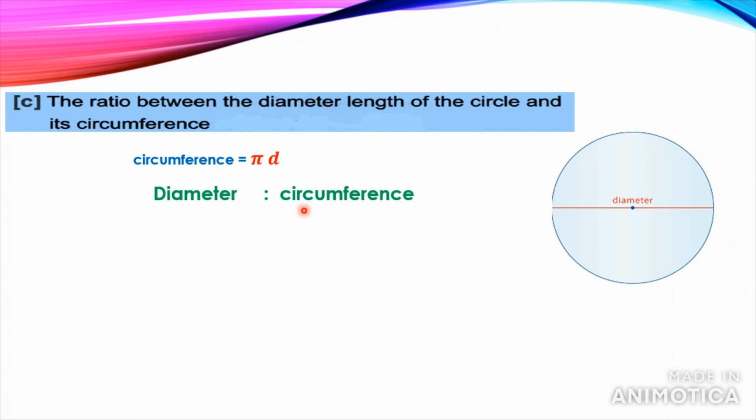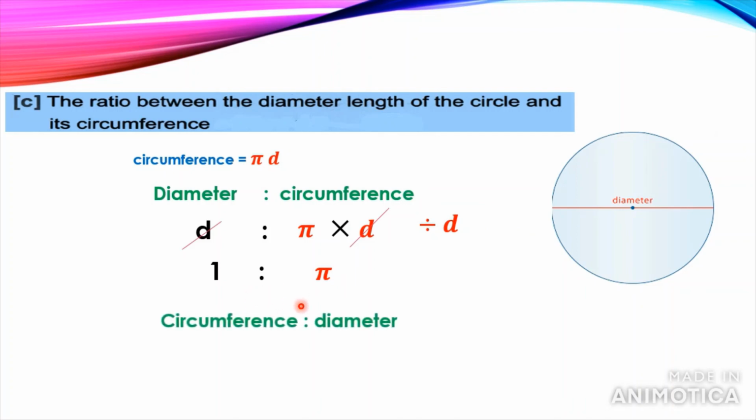So if I want to find the ratio between diameter and circumference, the diameter is d and the circumference, we said, is pi times d. To simplify, I divide both terms by d. D divided by d equals 1, and pi d divided by d leaves pi. So the answer is 1 to pi. Circumference to diameter, the opposite, is pi to 1.